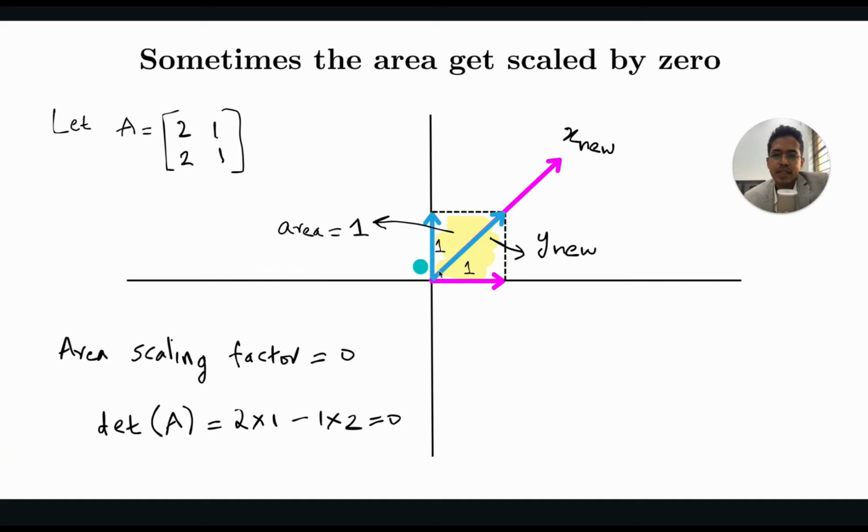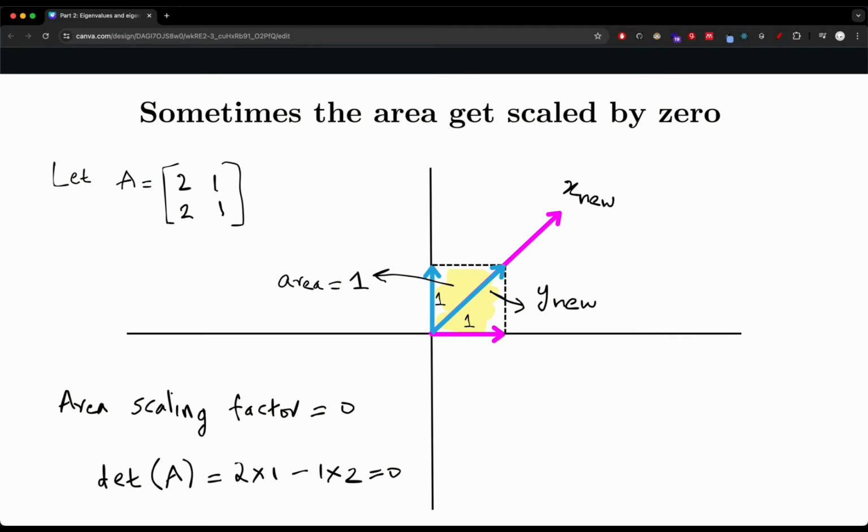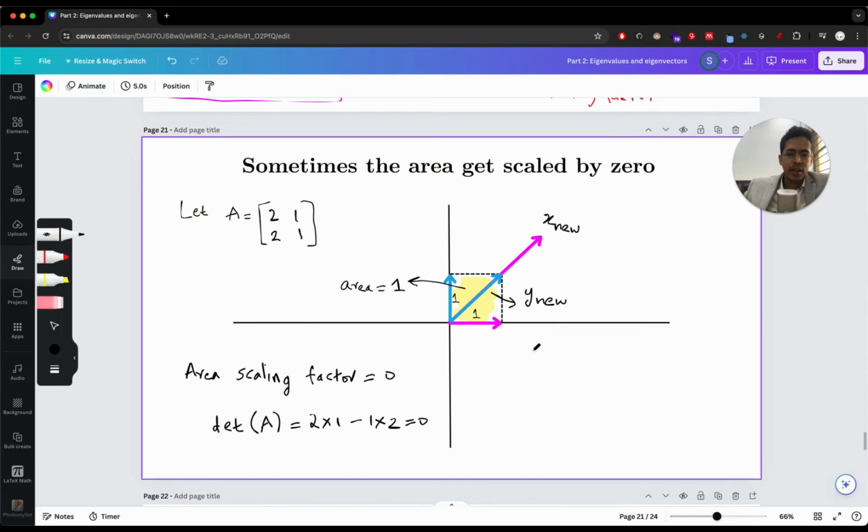The new x, which is x new, is this pink line from the origin, and the new y is (1, 1), which is this. Now, what's the area of the unit square in this? The area is 0. Do you see why? That's because we can just draw it so that you can understand.